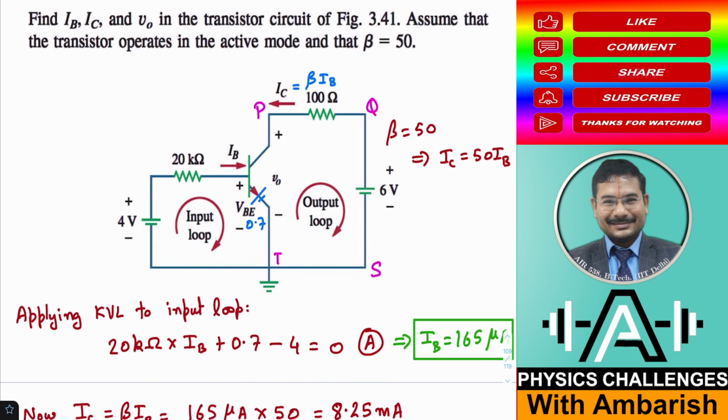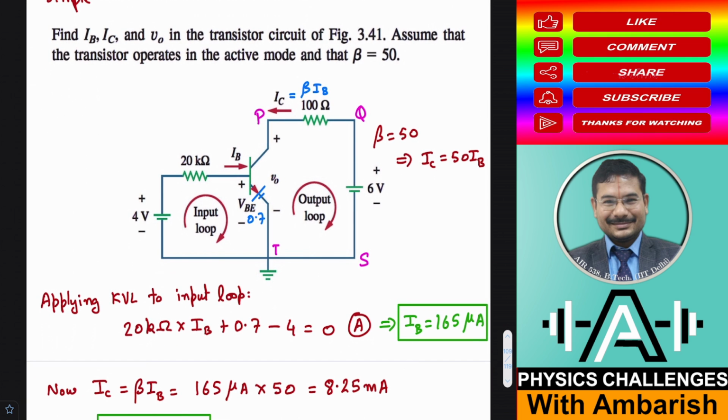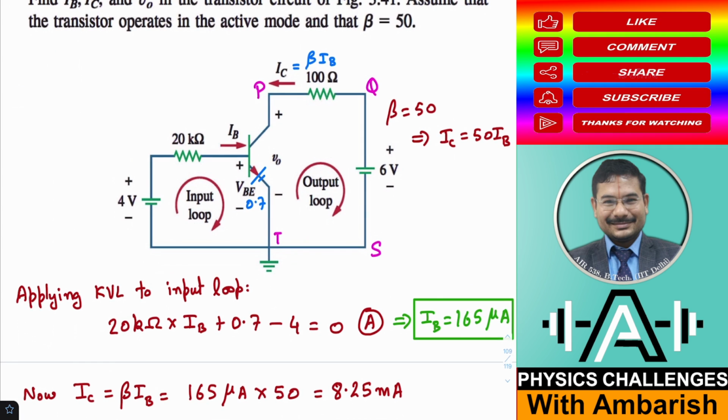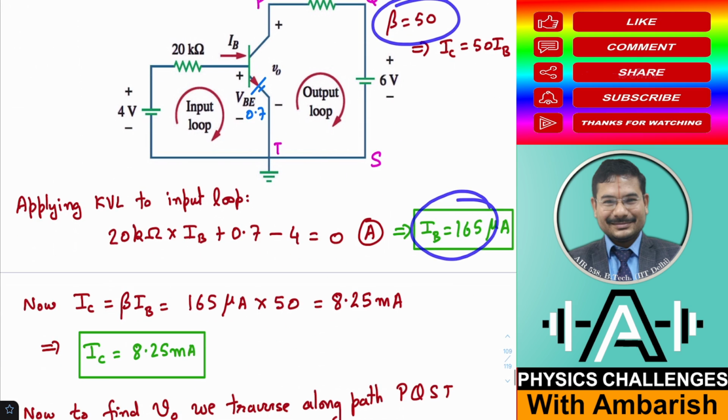Okay. And now using this you can easily solve this equation. The only unknown in this is the base current IB, and if you solve, that comes out to be 165 microampere. Okay. So once you know the base current, now you can easily find beta times IB. So beta is given as 50 in the problem, so you just multiply this by 50 and this is your 8.25 milliampere.